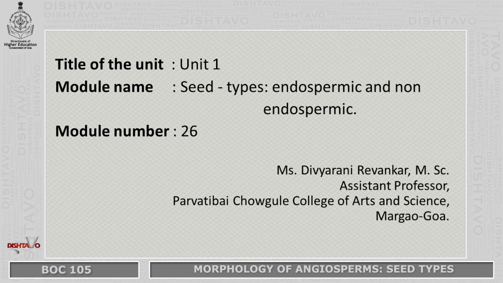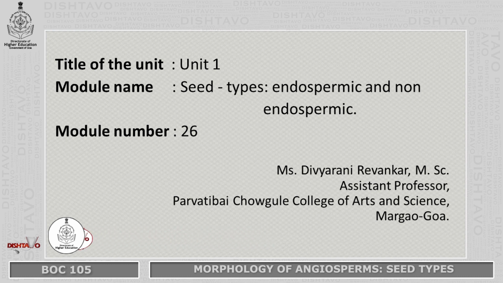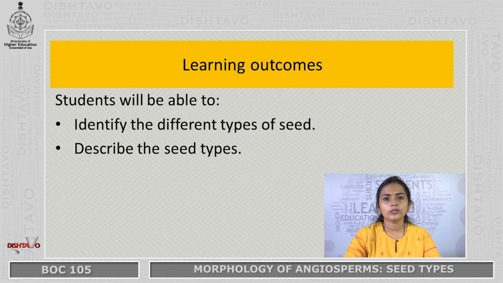Today we will cover the module Seed and its types. We have endospermic and non-endospermic seeds. Today we will cover the module Seed Types, Endospermic and Non-Endospermic Seeds, under module number 26. You will be introduced to different seed types and different classifications of seeds. Learning outcome: students will be able to identify the different types of seed and describe the seed types.